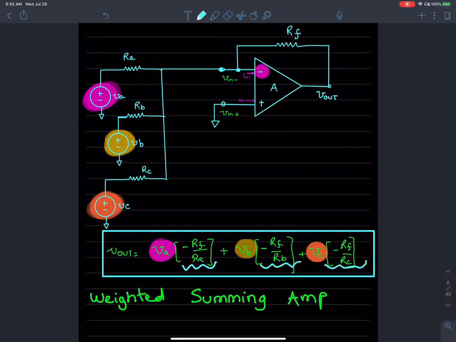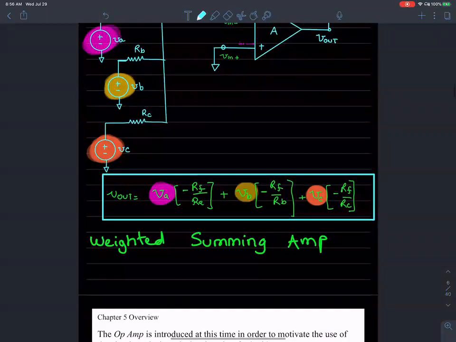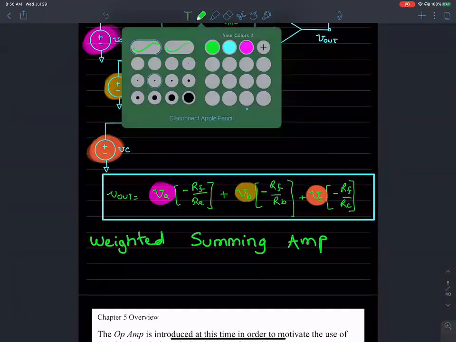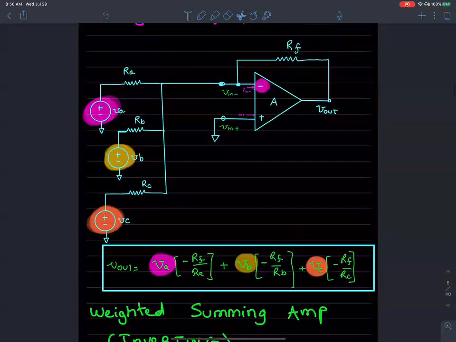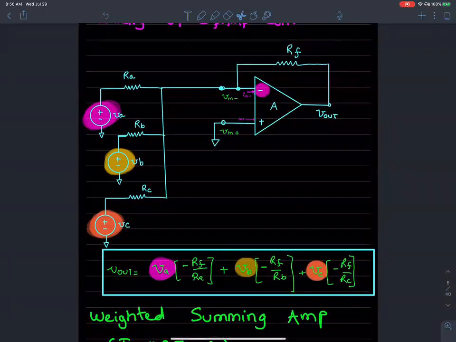Okay, each of the inputs are multiplied by some gain factor and then added, hence the name weighted summing amplifier. So the output is VA times some gain plus VB times some gain plus VC times some gain. But don't forget that this is inverting configuration. Remember, this is inverting configuration because the inputs are all applied to the negative terminal.